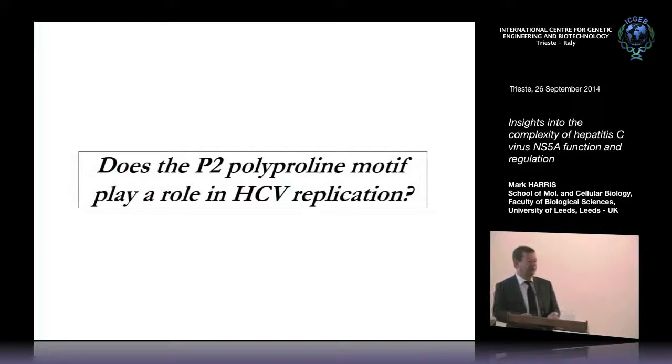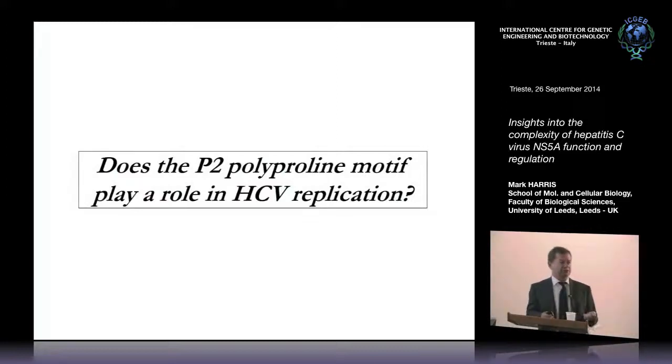And we naively assumed that it would, because it was absolutely conserved in this virus. There's a limited genetic component to this virus, and it absolutely conserved this motif. So we thought it has to play a role in HCV replication. So we set out in a number of experiments to try and test this.